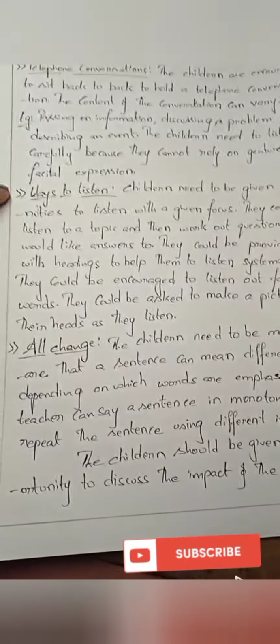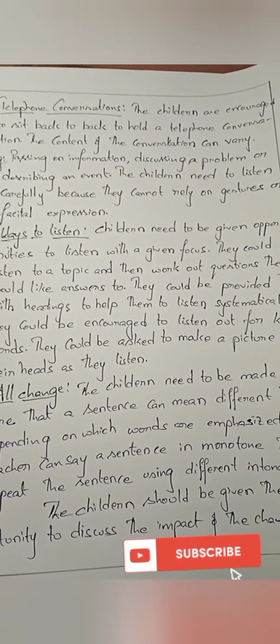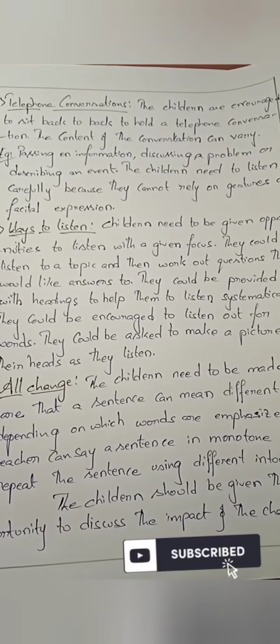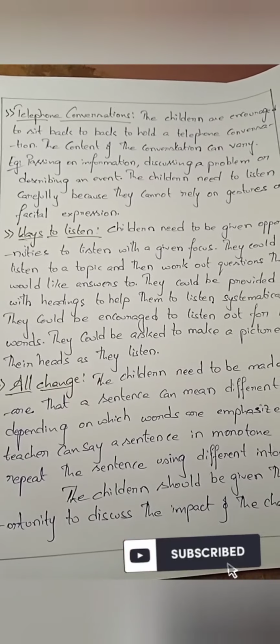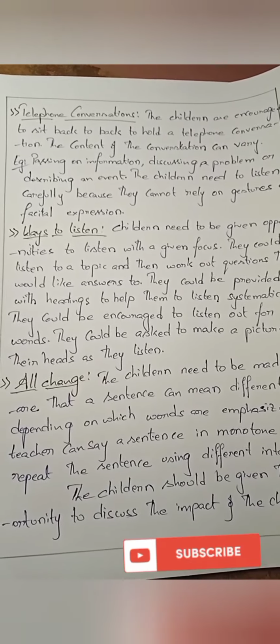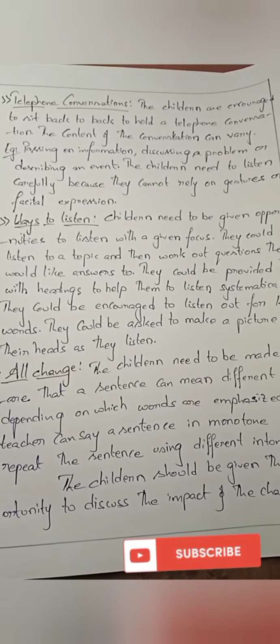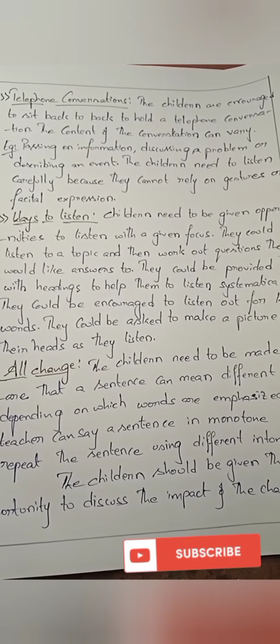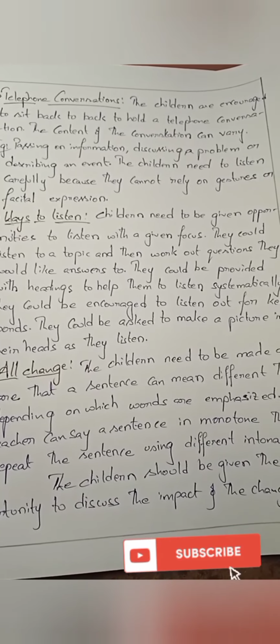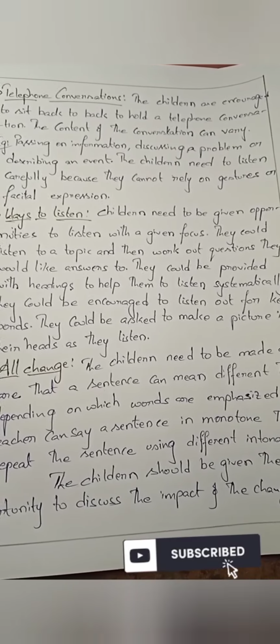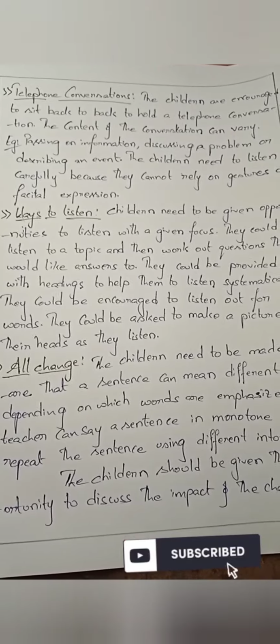And the next, telephone conversations. The children are encouraged to sit back to back to hold a telephone conversation. The content of the conversations can vary: passing information, discussing a problem, or describing an event. The children need to listen carefully because they cannot rely on gestures or facial expressions.